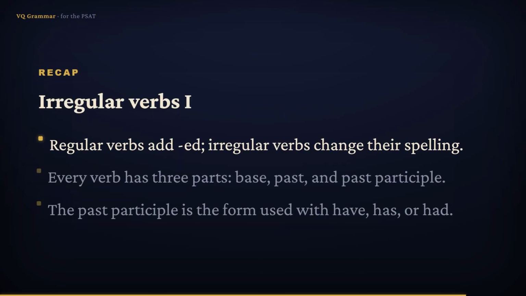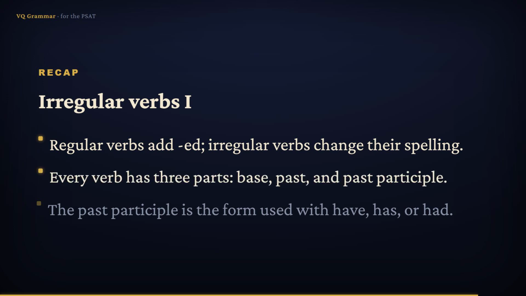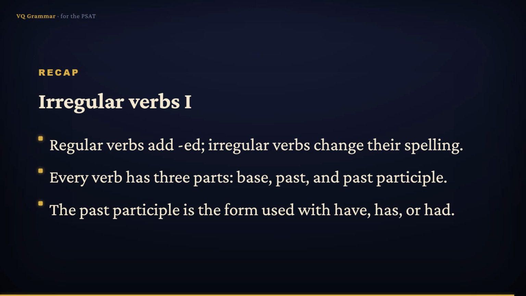Let's wrap up. Regular verbs add ed for the past and the participle. Irregular verbs change their spelling instead. Every verb has three principal parts: the base, the past, and the past participle. In one pattern, the vowel shifts, like ring, rang, rung. In another, the past and participle match, like buy, bought, bought. And remember the rule that keeps you straight. The past participle is the form used with have, has, or had. Find the helper and you'll always pick the right form.